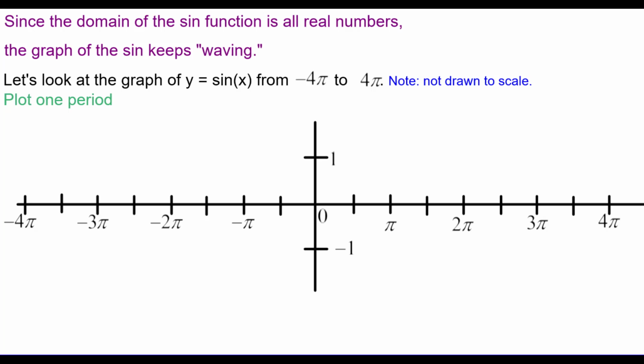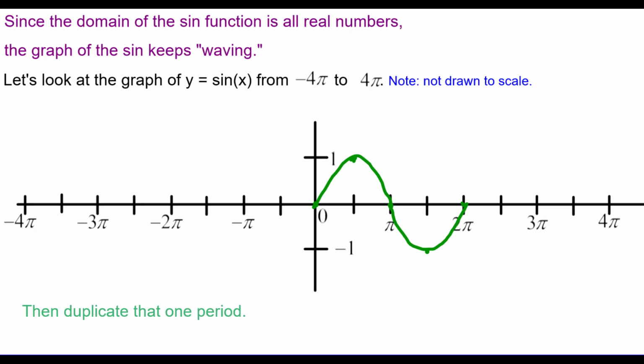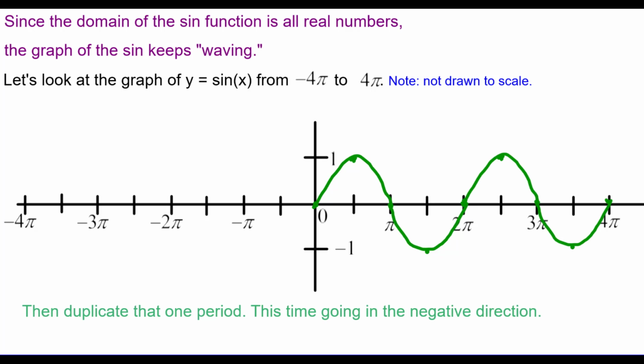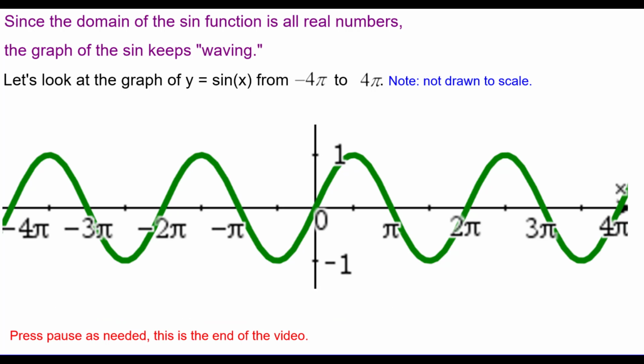So we plot one period, starting at the origin, going to 2 pi comma 0. So it's one period of the sine function. We'll duplicate that one period from 2 pi to 4 pi. This time we're going to go in the negative direction from 0 back to negative 2 pi. And then finally, again, from negative 2 pi to negative 4 pi, because it just repeats the same curve, the same wave. Press pause as needed.